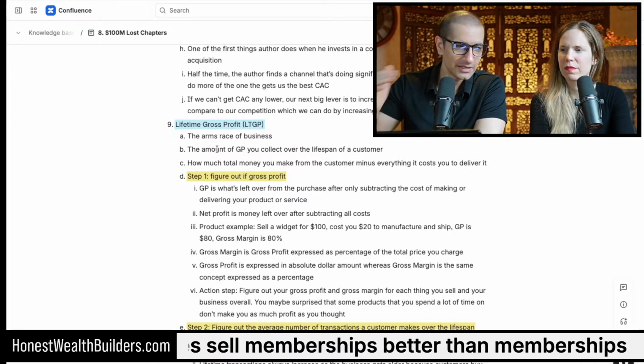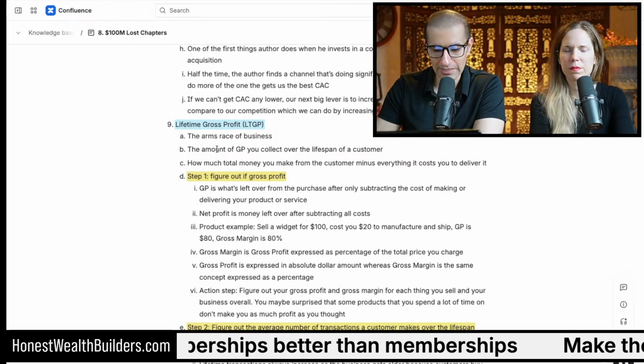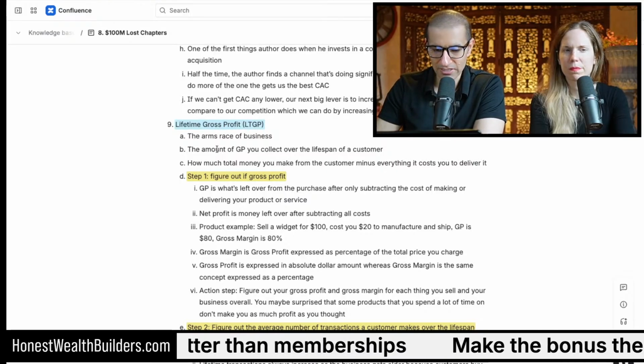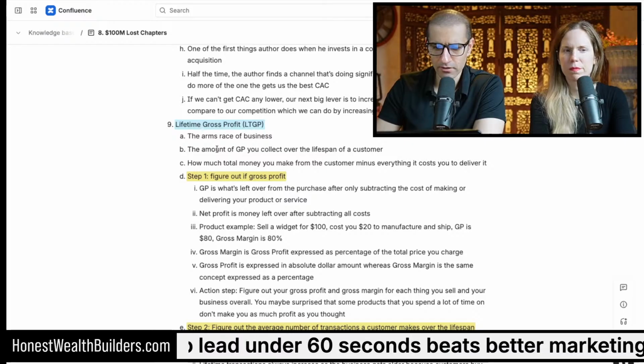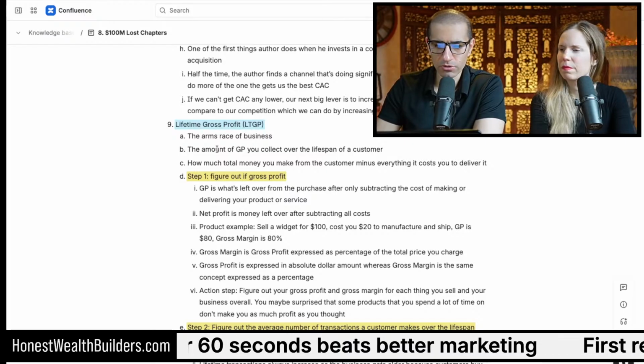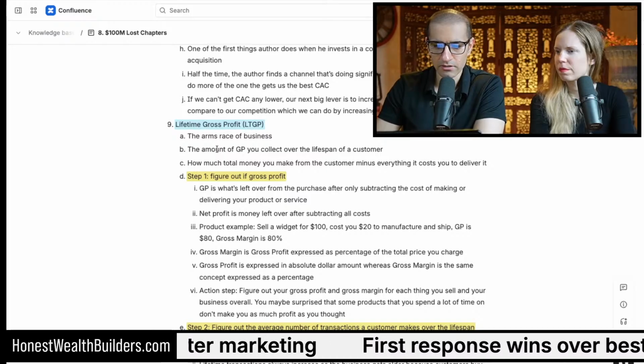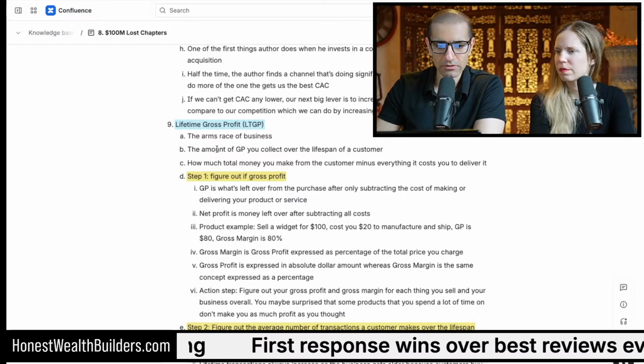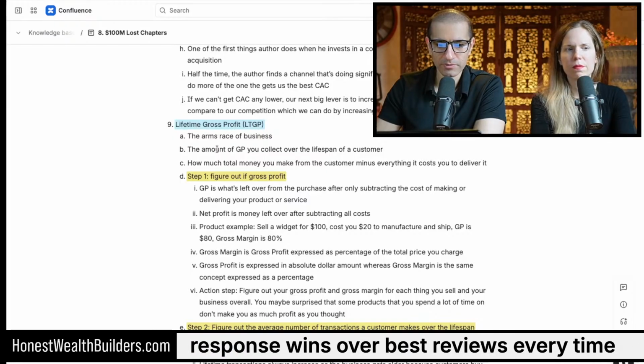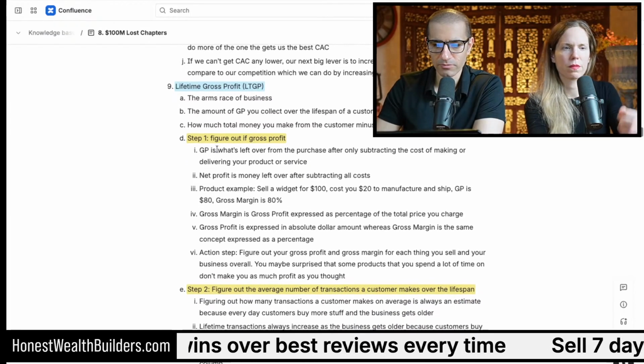So yeah, but you need this high discrepancy between CAC and LTV. That's the point. So how much total money you make from the customer minus everything it costs you to deliver it. Figure out your GP. So how do you calculate it? Figure out your GP. GP is gross profit. What's left over after the purchase?